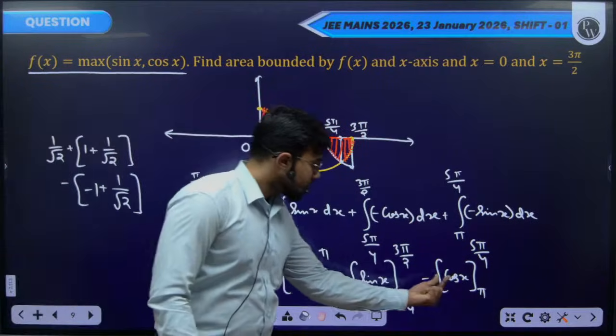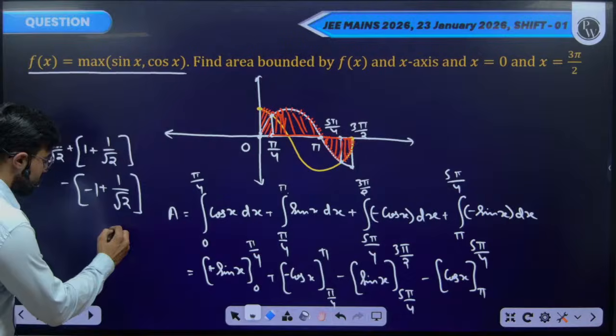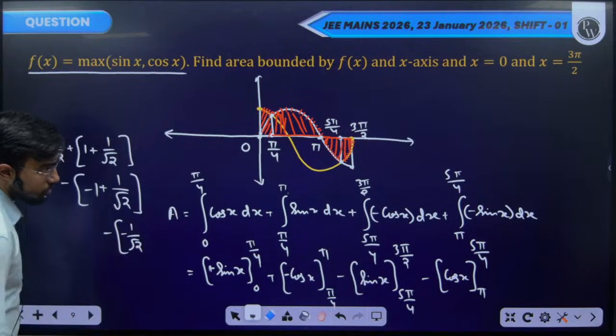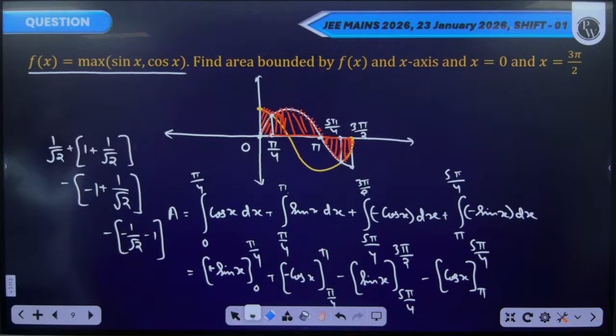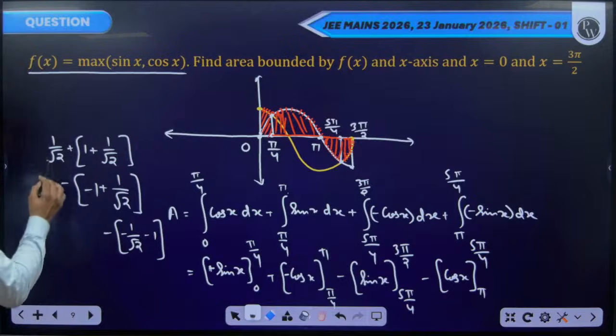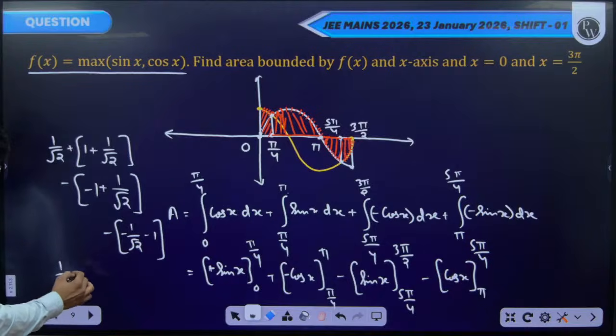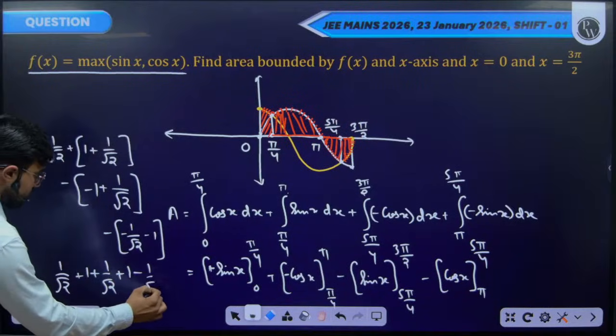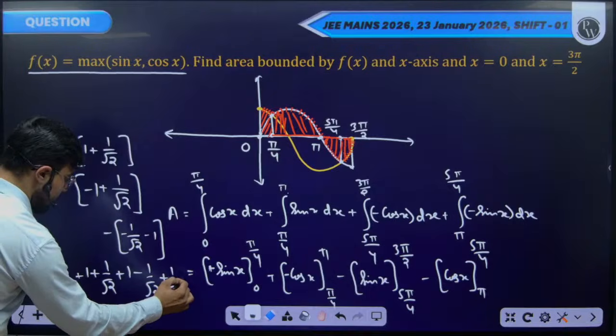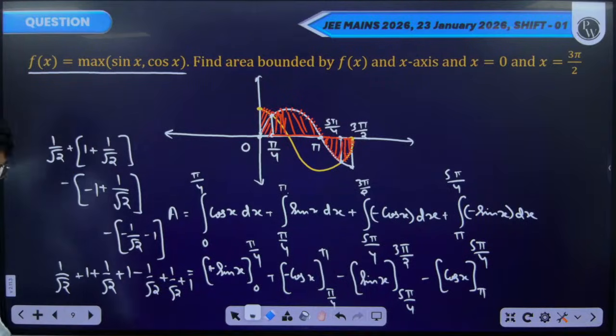Now what about this one? Cos 5 pi by 4 is also minus, so minus 1 by root 2, and cos of pi is minus 1. We have to just simplify this value. So what is the answer of this question? If we simplify it, what will we get? 1 by root 2 plus 1 by root 2, plus 1, minus 1 by root 2, plus 1 by root 2, plus 1. So minus 1 by root 2 plus 1 by root 2 get cancelled.